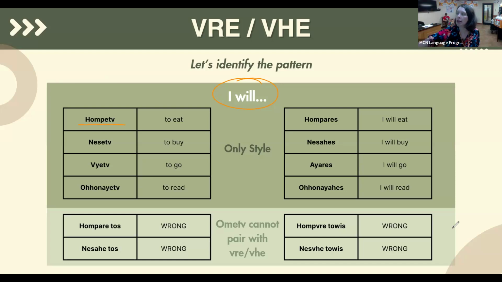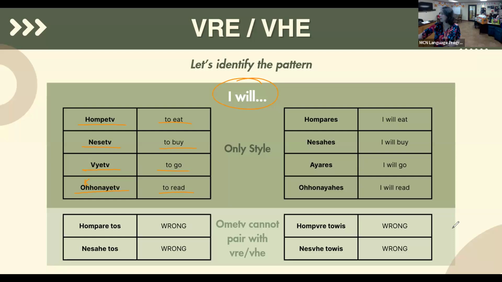We have hombida, to eat; nisida, to buy; ayida, to go; and ohonayida, to read. Some dialects will switch out that first H with a K, so it's okonayida. So ohonayida or okonayida, both are correct.